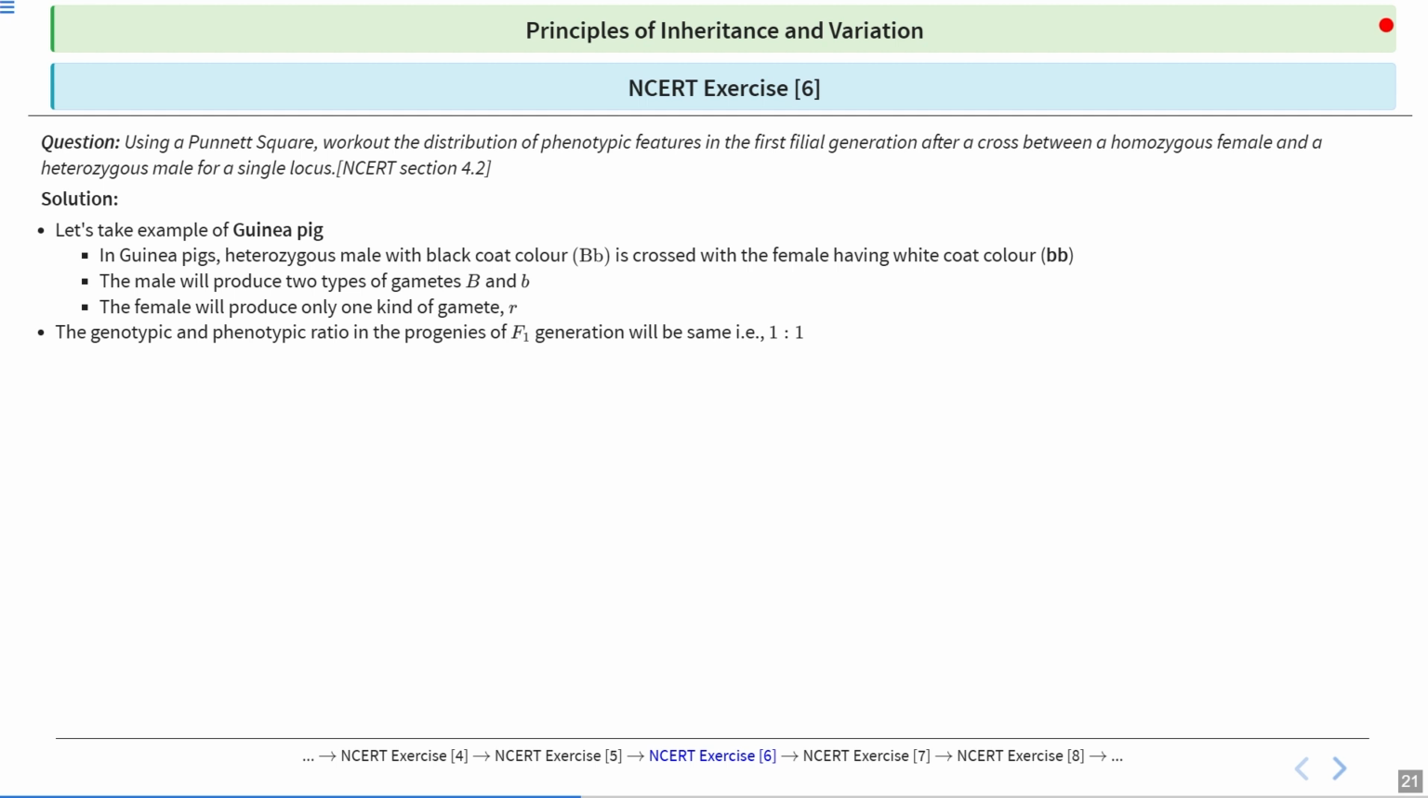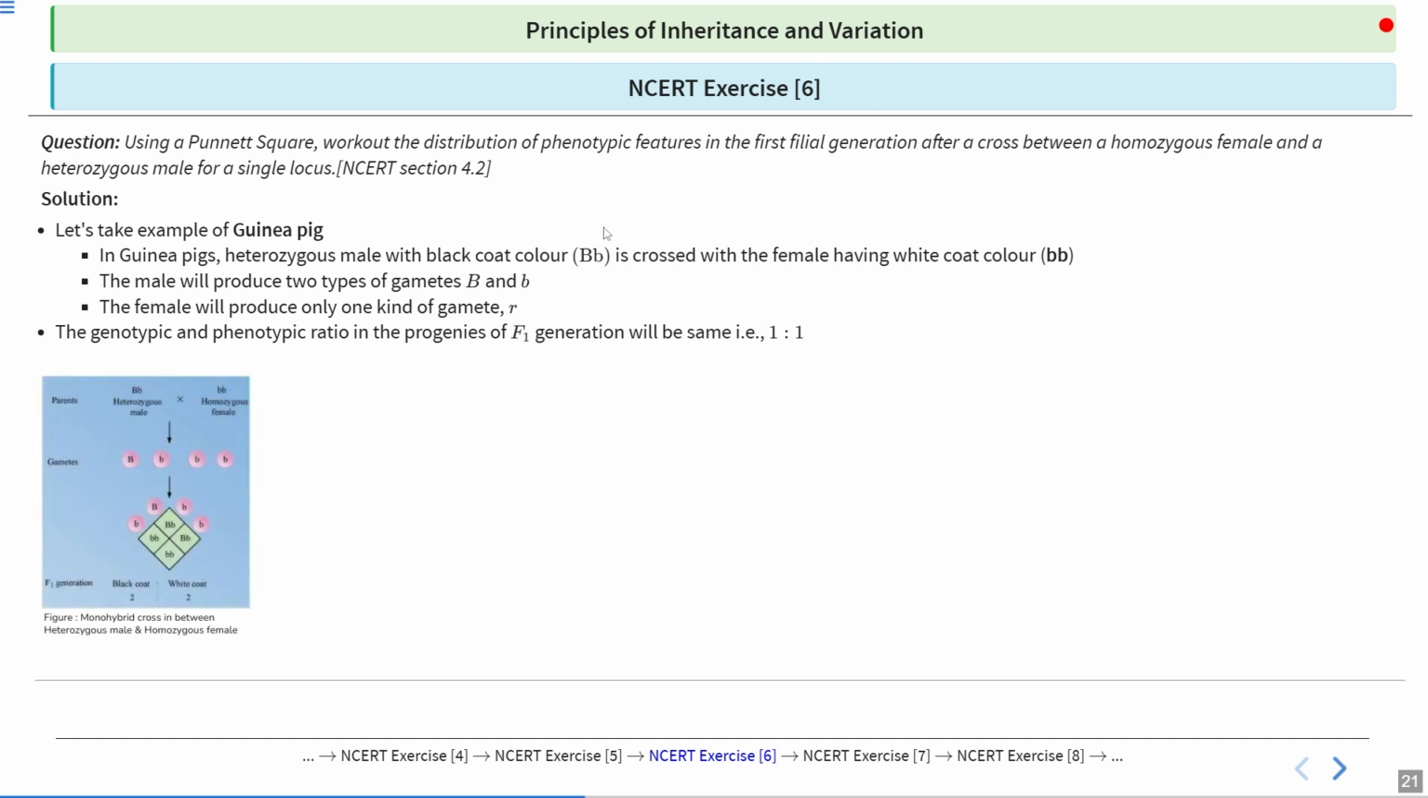Now, how can you calculate the genotypic and phenotypic ratios of the F1? You can make a Punnett square and then calculate the genotypic and the phenotypic ratio here. So you can see the parents have capital B, small b and small b, small b. Capital B, small b are heterozygous. Small b, small b are homozygous.